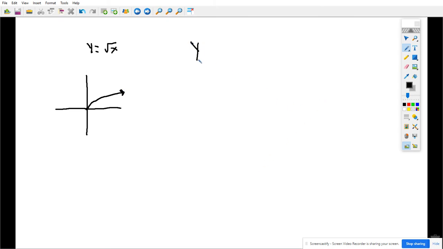Okay, so again, what would the standard form of that look like? y equals a square root of x minus h plus k. So again, this h is inside the square root. The k is on the outside. Again, a has the same exact effect.